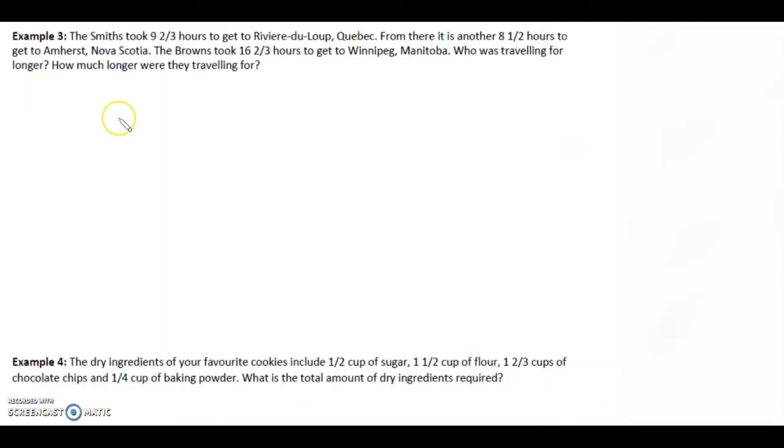Example 3, the Smiths took 9 2/3 hours to get to Rivière-du-Loup, Quebec. Okay, from there, it is another 8.5 hours to Amherst, Nova Scotia. So that's what the Smiths did, okay? So let me write that down. So 9 2/3 and then 8.5.